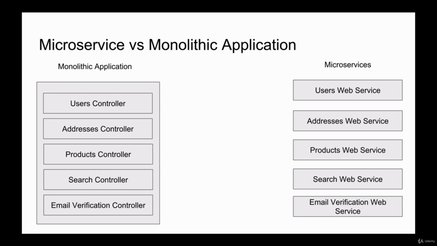These web services can also be implemented in different programming languages and hosted on different platforms. For example, a user web service might be implemented with Java, Spring Boot, and Spring MVC. The addresses web service can also be a Spring Boot and Spring MVC web service, while the products web service can be implemented with gRPC and JAX-RS. And search web service can be a web service implemented with PHP.